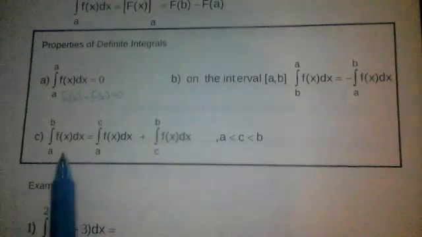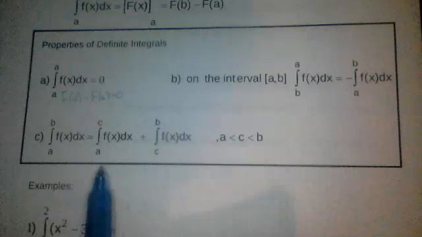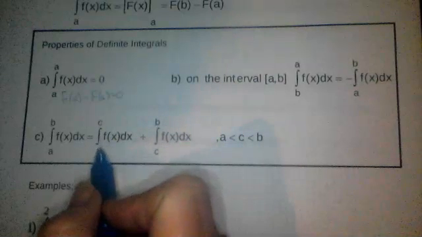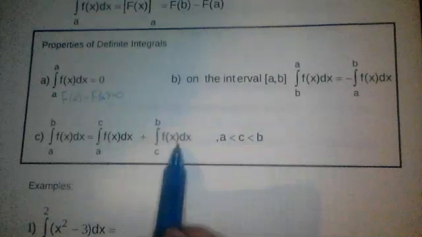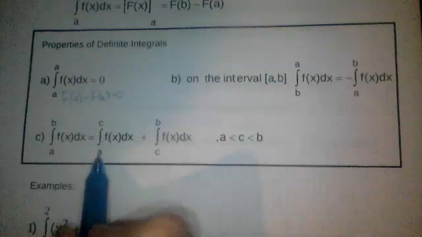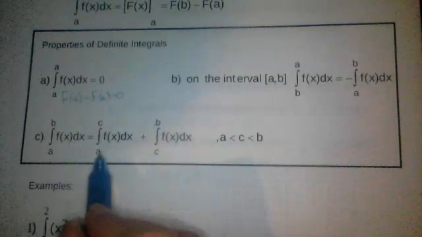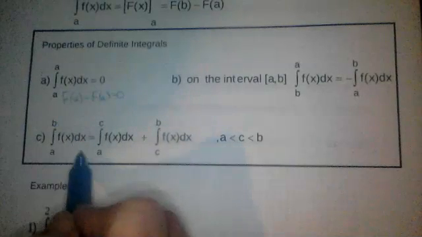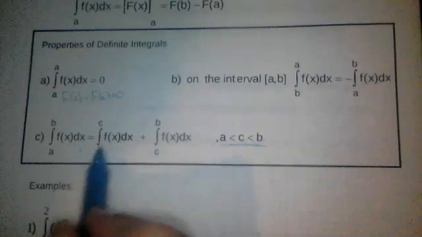And then here, it's kind of like the properties that you learned back in algebra. What it's saying here is that if C happens to fall somewhere in between A and B, then we could split up these integrals and go from A to C and then add in C to B, and it's the same as the overall interval from A to B. So if C falls in between, then we can split these up.